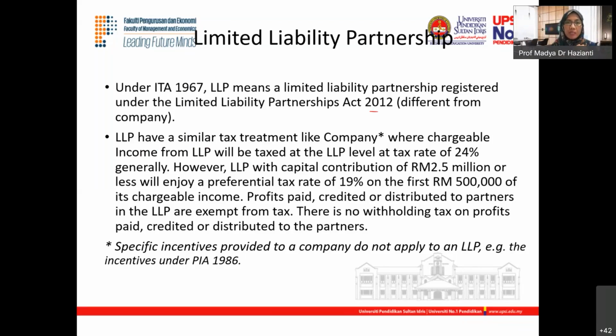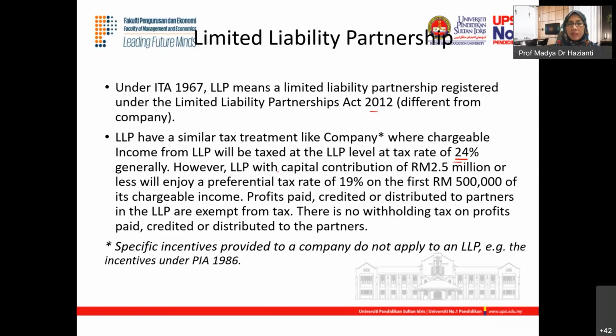So for LLP ni, limited liability partnership ni biasanya untuk accounting firm, audit firms, tax firm, memang dia pakai LLP. So dia hybrid of company and partnership. But the liability tu hanya up to the share yang dia ada dalam tu. Similar treatment like company, chargeable income from LLP will be taxed at the LLP level at tax rate of 24% generally. Tax dia macam company, 24%.